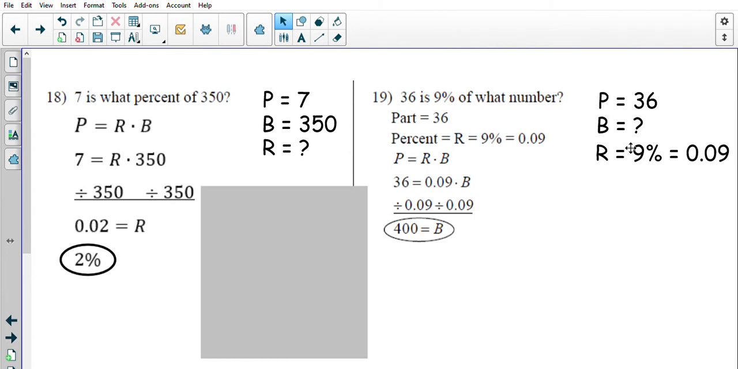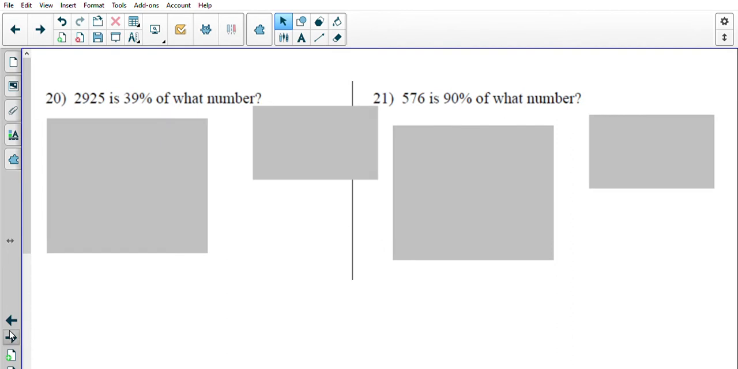So P equals R times B is 36 equals 0.09 times B. Divide both sides by 0.09. Again, watch your order. 36 divided by 0.09 will be 400. So 36 is 9% of 400. All right, let's try 20 and 21 here.